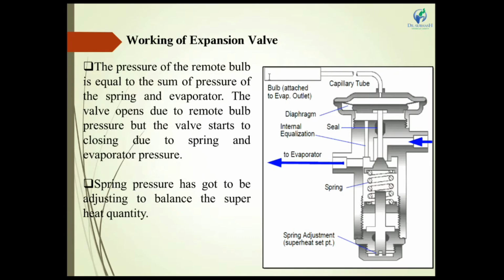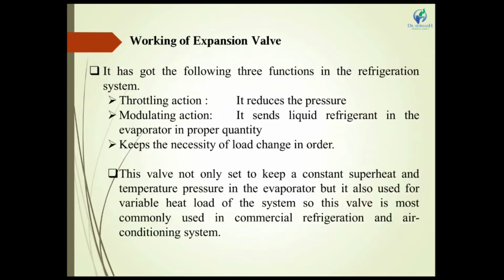If the evaporator temperature goes down, the diaphragm load decreases due to the mercury shrinkage, and the refrigerant flow also decreases through the orifice, controlled by the spring. Working of the expansion valve: it has the following three functions in the refrigeration system. Throttling action, which reduces the pressure.